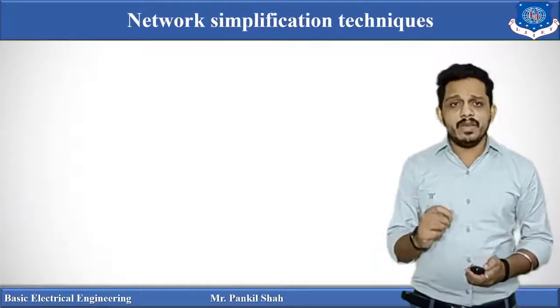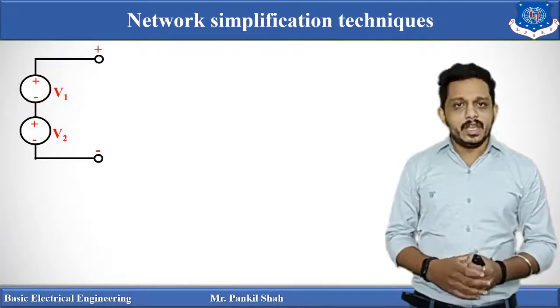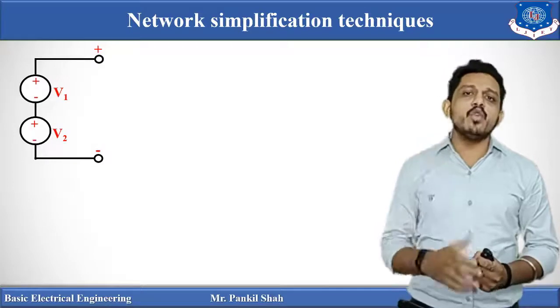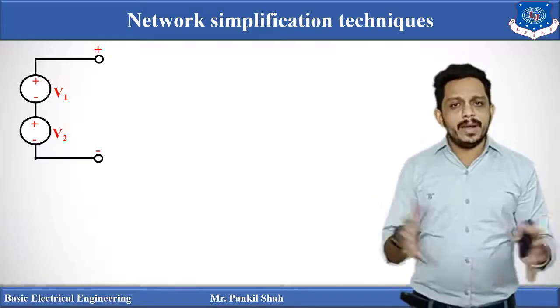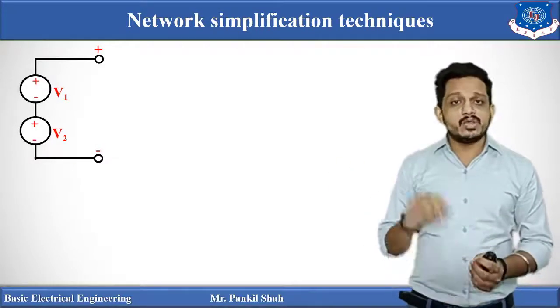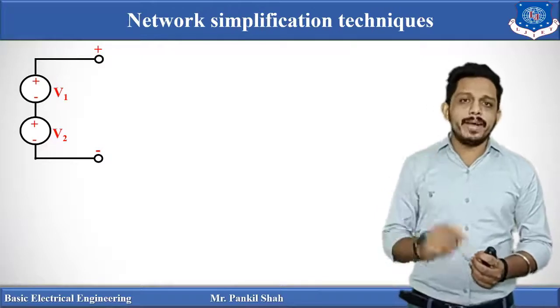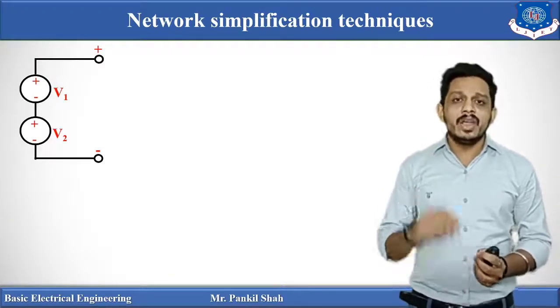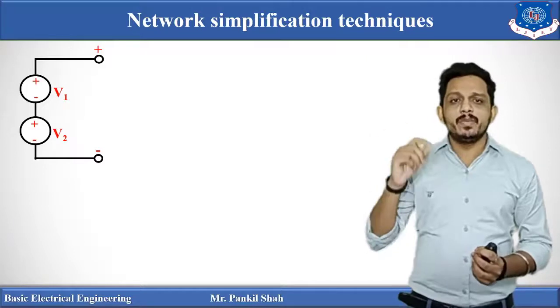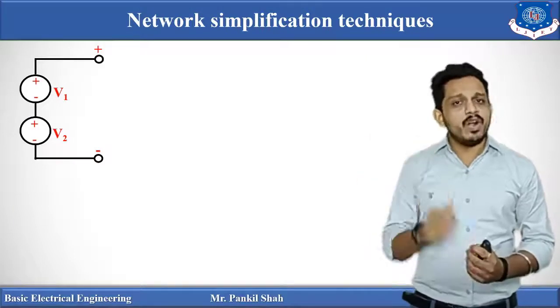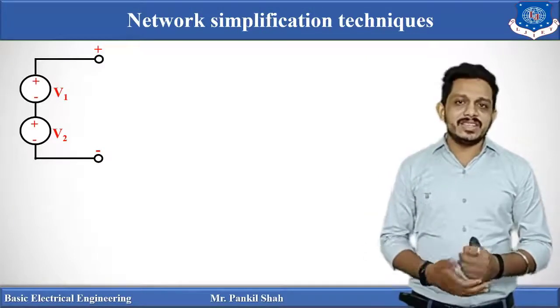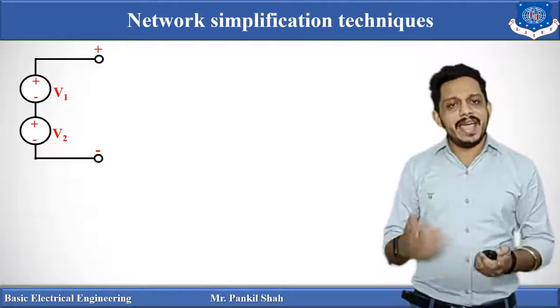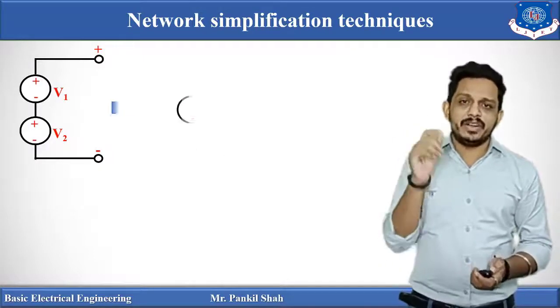So here so many voltage sources are given. For example, we have taken two voltage sources and we want to combine these two voltage sources. The first condition to combine these two voltage sources is that the voltage sources should be in series. So if two voltage sources are connected in series, then their values will be added directly if the polarity of those voltage sources is the same.